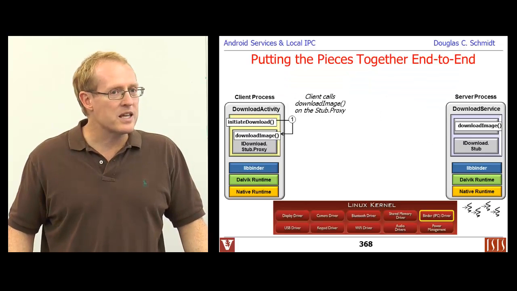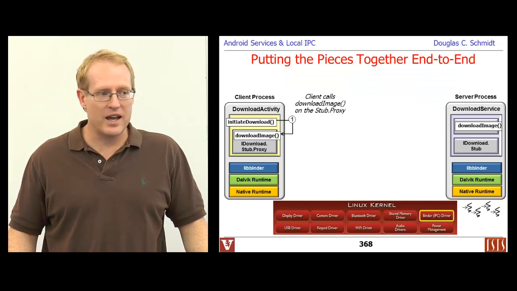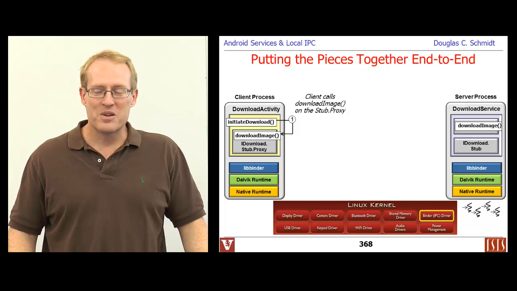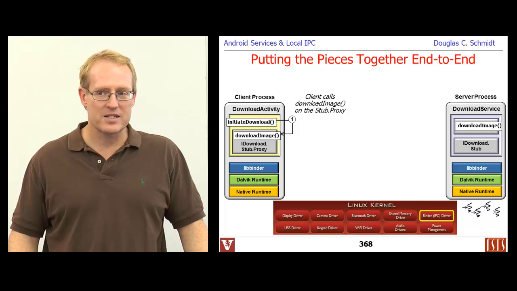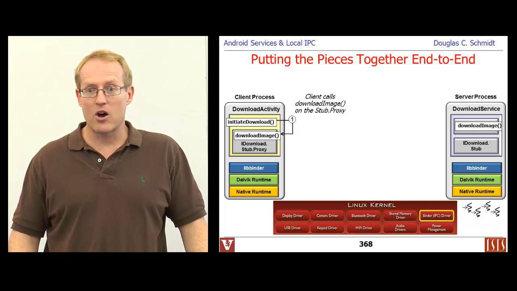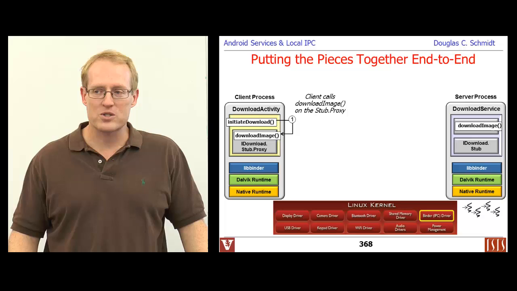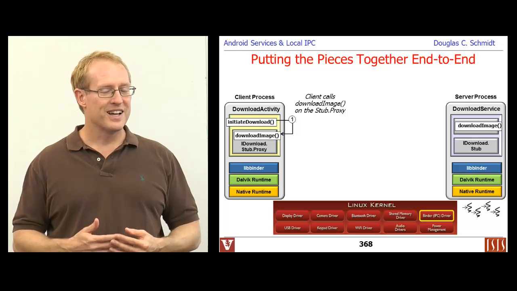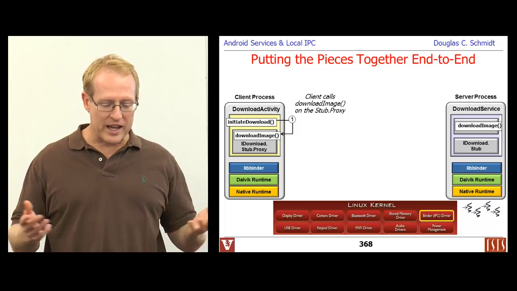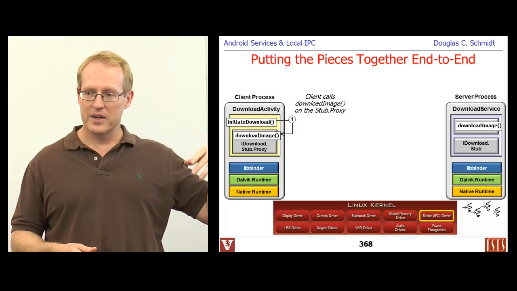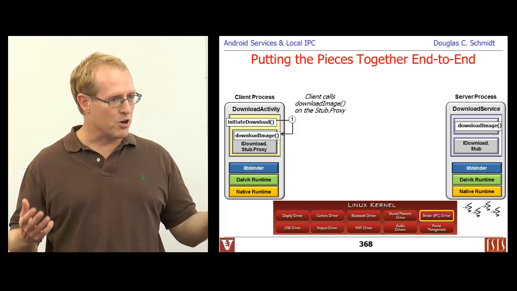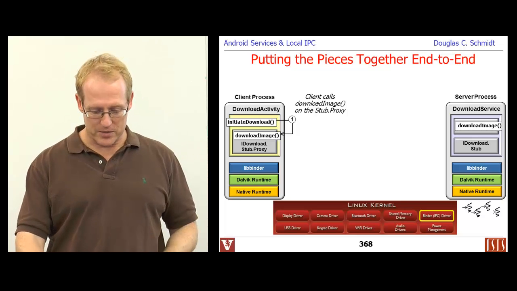All right, so let's see how all of these pieces actually work end to end, because there are a lot of moving parts, and some of them are pretty easy to understand, some are harder, and not all of them you have to understand, but I'm going to show you how it works end to end to a certain level of detail. So here we have a client. The client's going to call download image on the stub proxy. So we've got this proxy, and it's going to say download image.